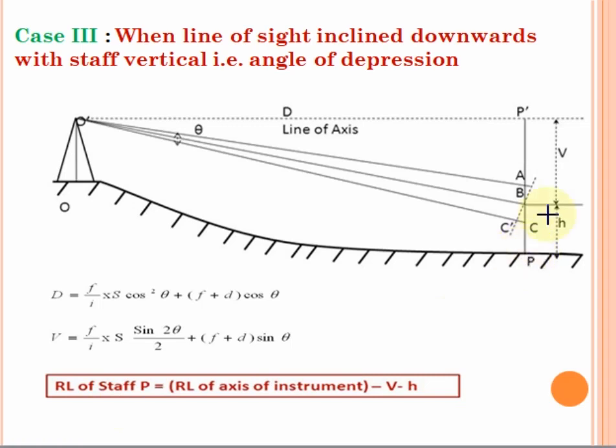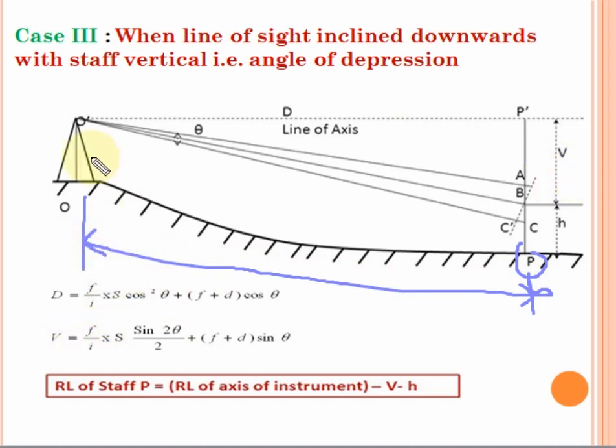Our aim is this only: we have to find out the reduced level of the point P. You can see here the D formula is the same for the angle of elevation and the angle of depression. D is equal to F upon I into S cos square theta plus F plus D cos theta. What is D? D is the distance from the instrument station where you have to keep your staff. This is your D, and V is the vertical distance. See here the vertical distance.